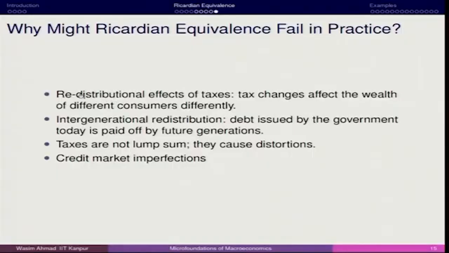For those scenarios we will look at some cases. For example, the redistributional effect of taxes. Tax changes affect the wealth of different consumers differently. If the government increases a uniform tax by the same amount and does not care about the income strata of the individuals, then the poor will have to compromise more on their consumption and will not be able to smooth out, while the rich will easily smooth out. In the George Bush administration in the US, certain schemes with government incentives were given for the rich.